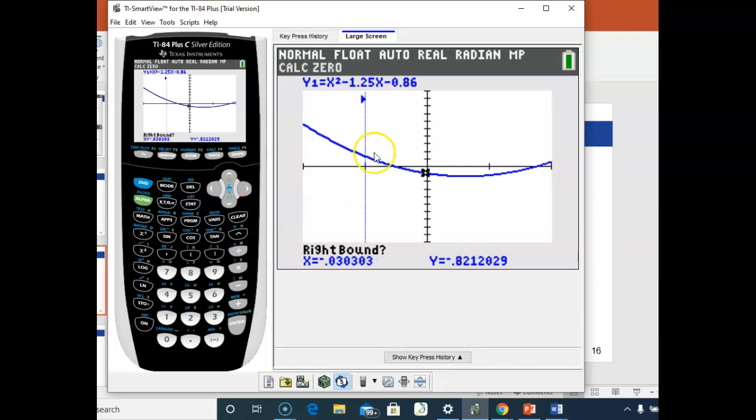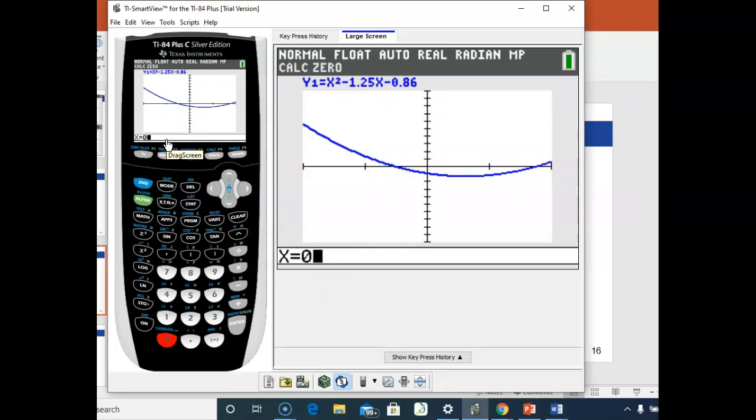Okay, so as long as I'm somewhere to the right of this point, it doesn't really matter how far. I don't want to be way over here, because then the calculator gets confused that I'm working with this one. So I want to be somewhere close to this, but to the right. And again, if I want to type this in, I can. If I type in 0 and then press enter.